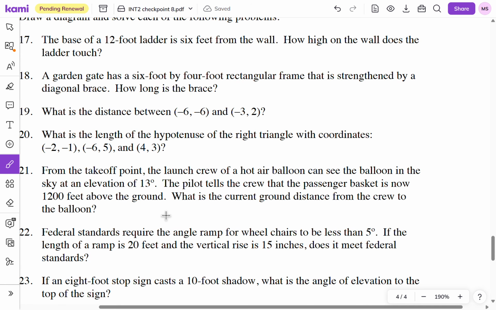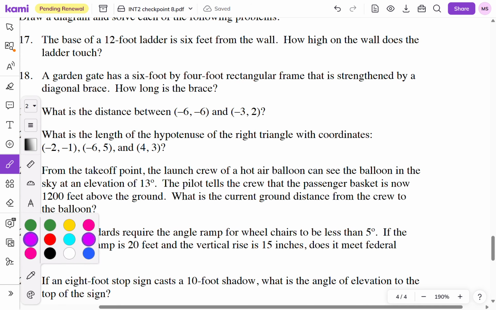So for number 20, there's this triangle, right? So here's the coordinate system, and I'm going to approximate these points. -6, 5, it's like here. 4, 3 is like here. And -2, -1 is like here.